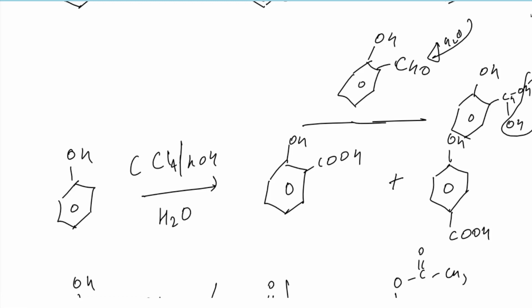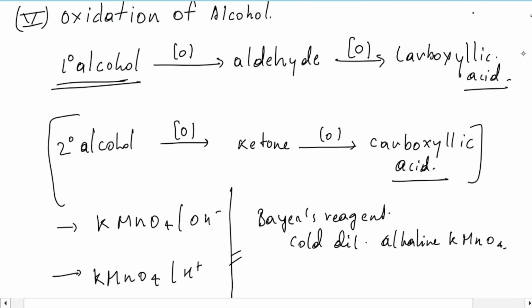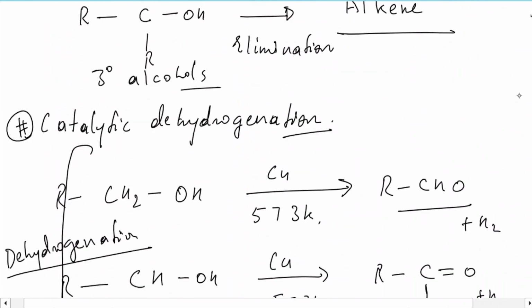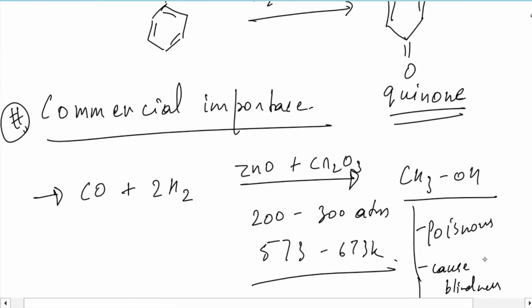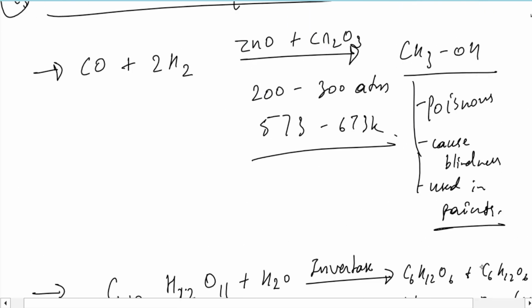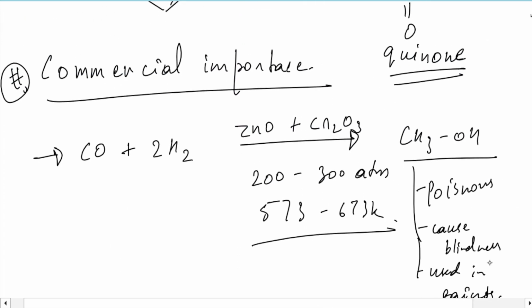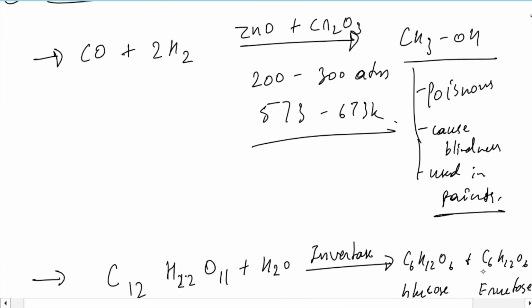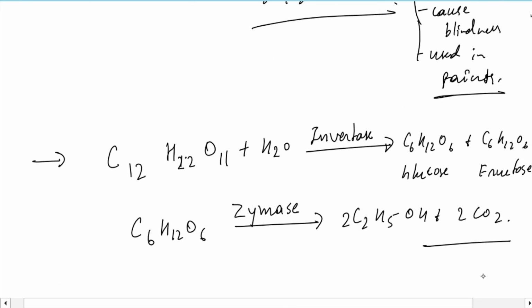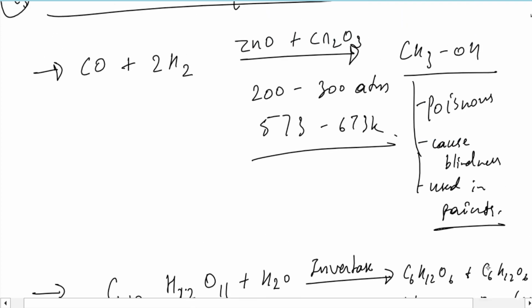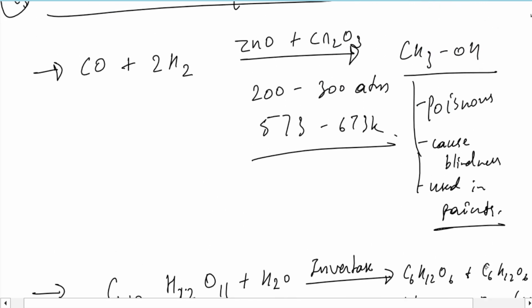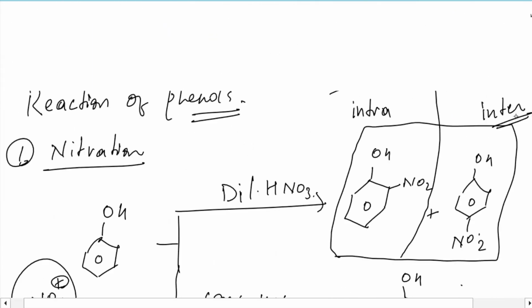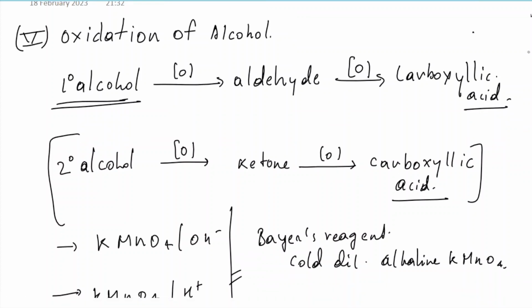So that was regarding today's lecture. What we have discussed in this lecture is the oxidation of phenols, catalytic dehydrogenation, chemical reactions of phenol, and commercial importance. I have just mentioned the chemical reactions which were given in the NCERT textbook under the commercial importance of alcohols. The rest, we have discussed many times, and also studied in earlier classes. So let's limit our discussion for this lecture up to here only. From the next lecture, we will begin with ethers.